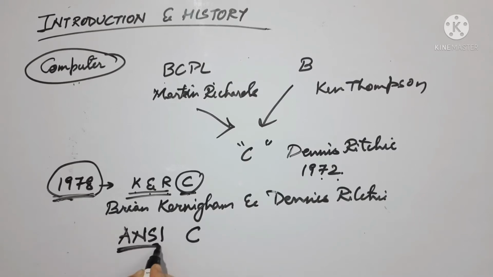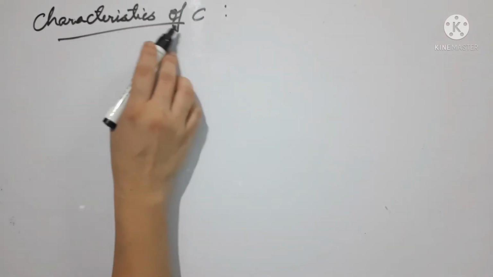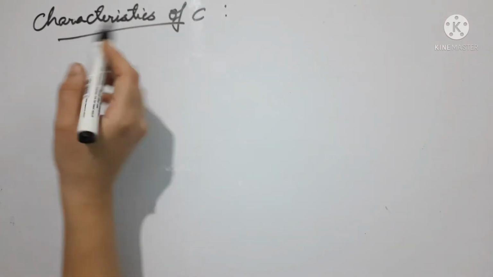Later, due to some standardization purpose, currently our C language is known as ANSI C. What is ANSI C? It follows the American National Standard Institute. So according to these standard rules, C language can be used in the entire world following these standards. So this is the basic introduction and history about the C programming language. Now let us know what are the important characteristics of C language.